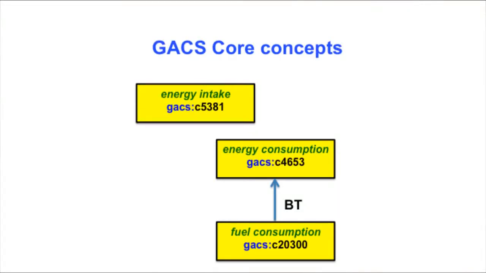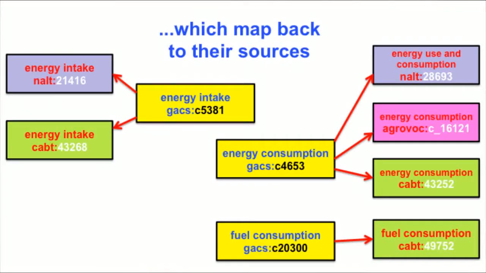So we have these three concepts in what we call GACS Core: energy intake, energy consumption, fuel consumption. And those three concepts map back to the concepts in the source thesauri, NAL thesaurus, Agrovoc, and CAP thesaurus.